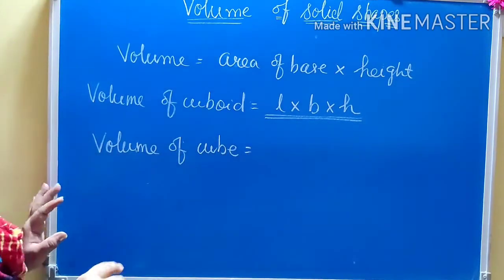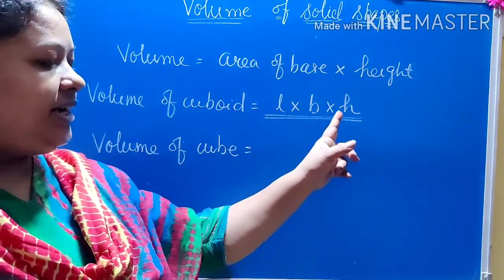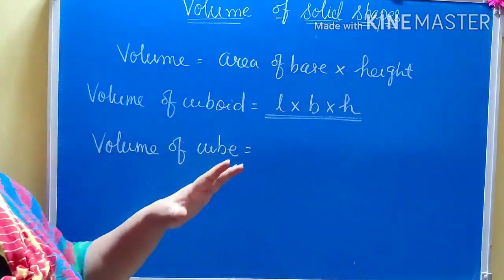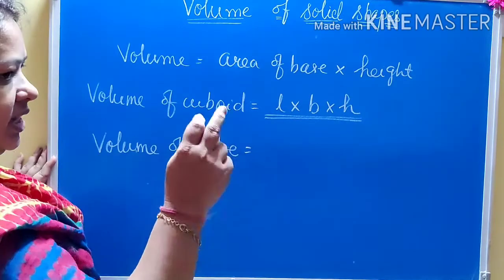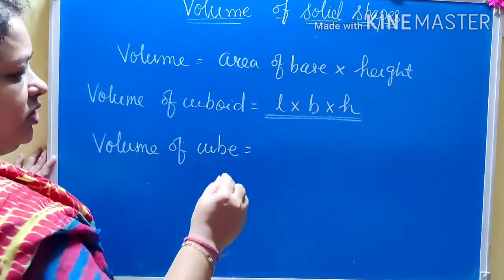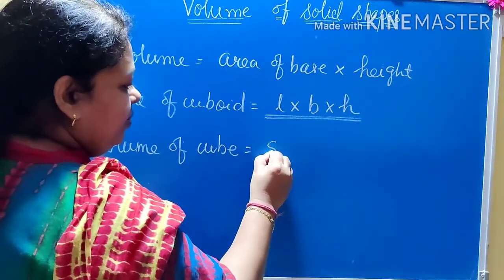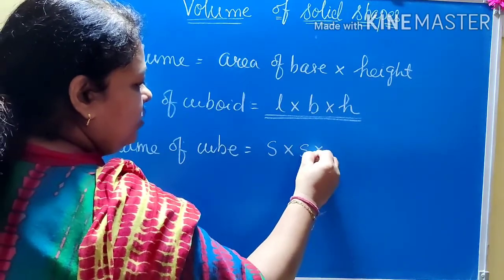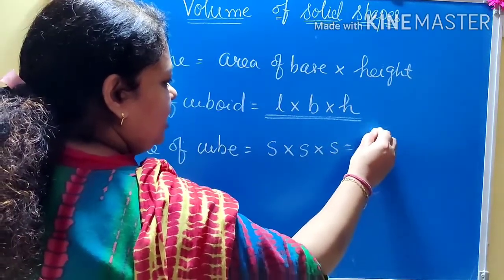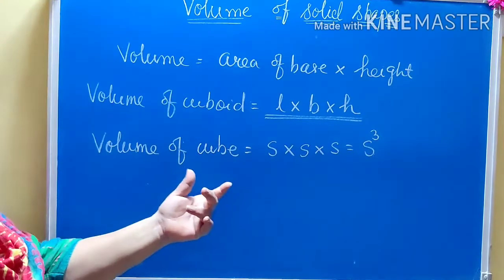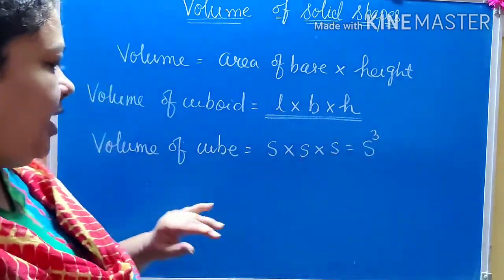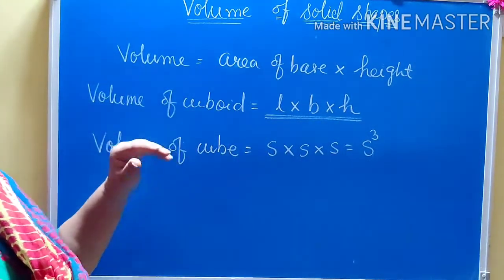Then in the same way you can have the formula to find volume of cube. In case of cube, all the dimensions, length, breadth and height, are the same. So we can say that if s is the side of the cube, it will be s into s into s, that is equal to s cube. In that way, with s cube, you can find the volume of a cube.